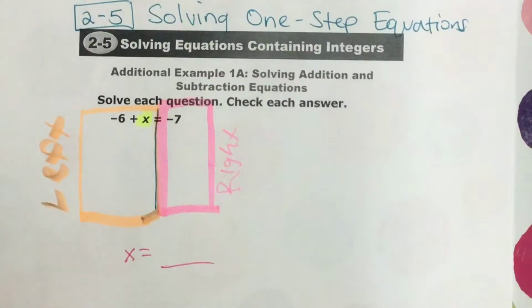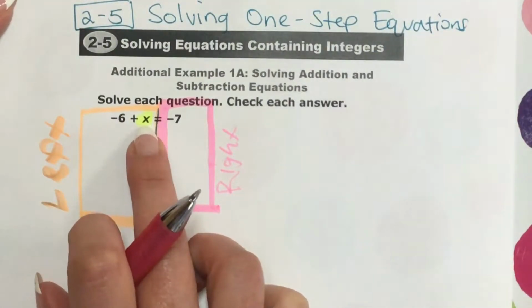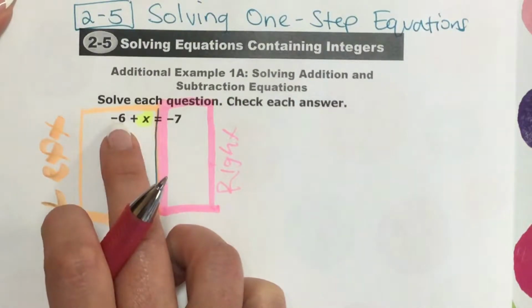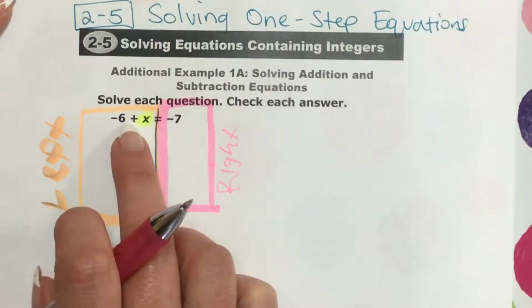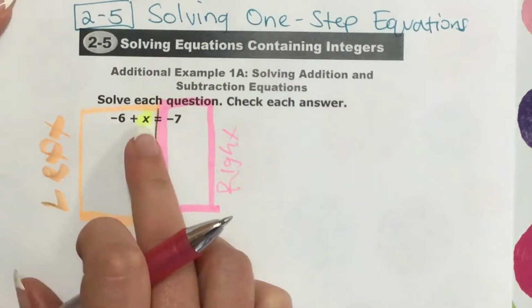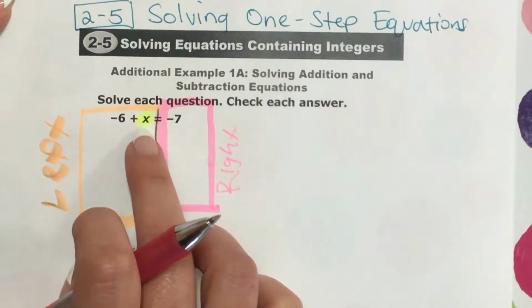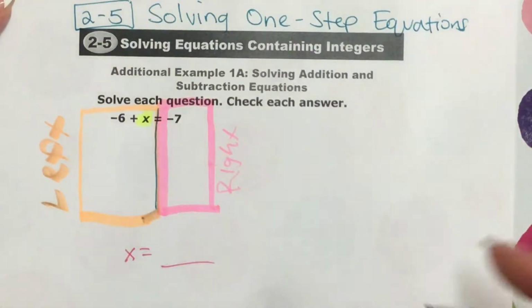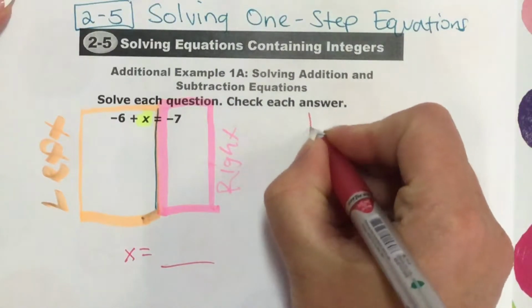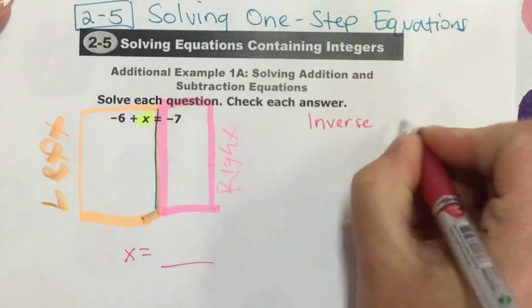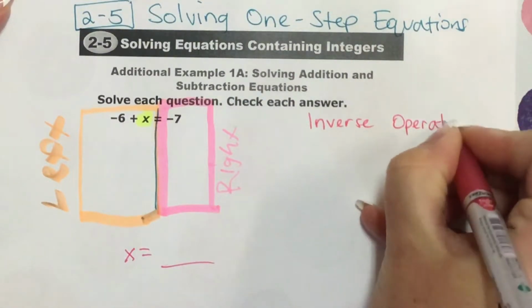So this is kind of just the beginning of algebra. So we want to get x by itself. Right now, x is not by itself. There's this -6 and this plus. So -6 plus x, all right? So in order to get x by itself, what you have to do is something that's called inverse operations.